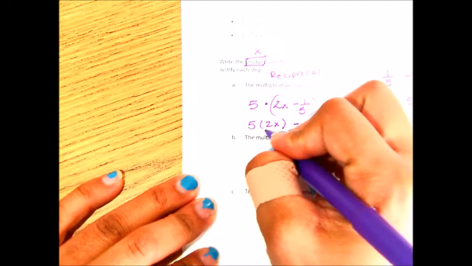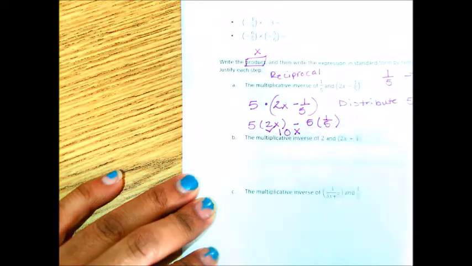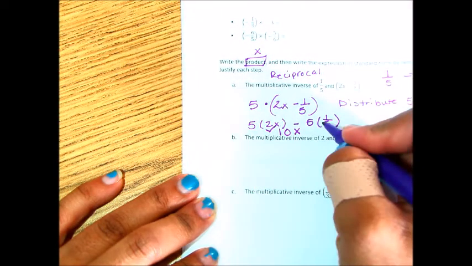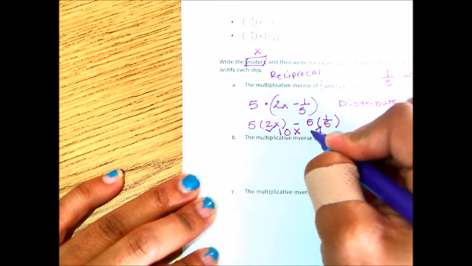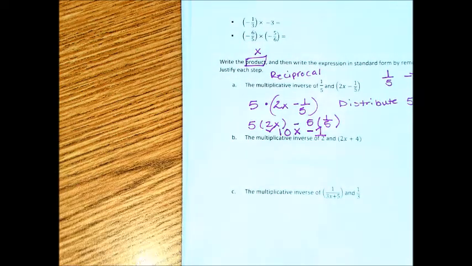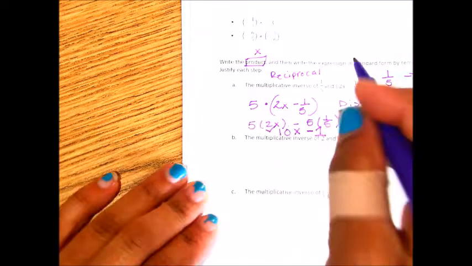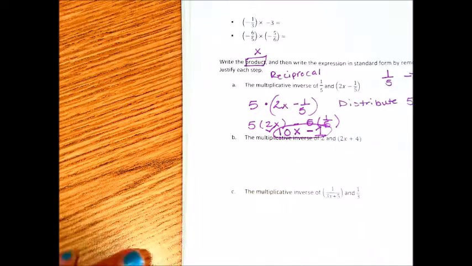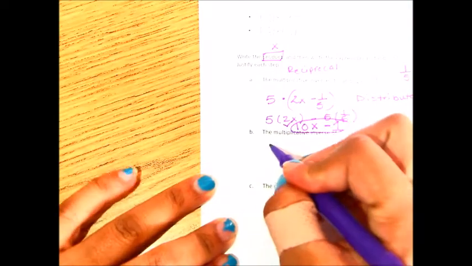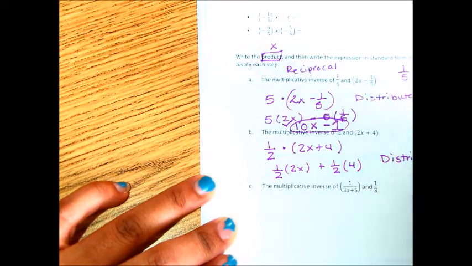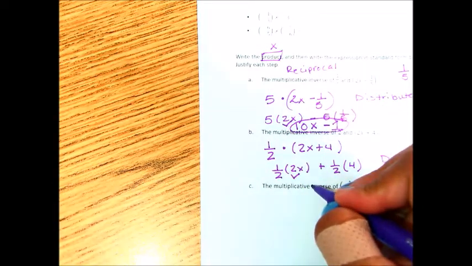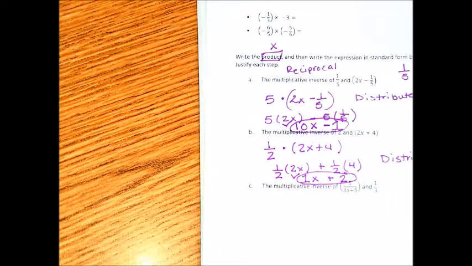So when I do 5 times 2x, I'm going to end up with 10x. And when I do 5 times its multiplicative inverse, remember I'm always going to get a 1. And these are connected with subtraction because there was subtraction in between them. So I get my final answer. Go ahead and work B independently. 1/2 by 2, because this is multiplicative inverse, I know I'm going to get 1.